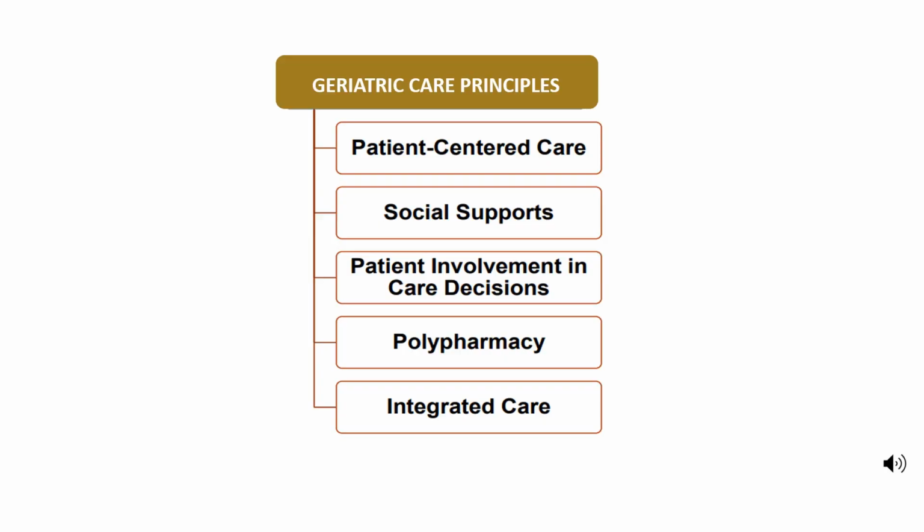and frailty. Let's conclude by reviewing the core principles of good geriatric care in people with or without HIV. These are patient-centered care supported by social networks, patient involvement in care decisions, managing polypharmacy, and the need for integrated care across the many conditions that the elderly may have.